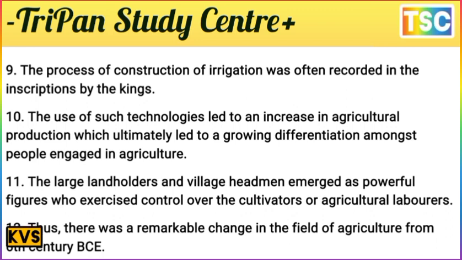That's important. The use of such technologies led to an increase in agricultural production, which ultimately led to growing differentiation amongst people engaged in agriculture. Large landholders and village headmen emerged as powerful figures who exercised control over cultivators and agricultural laborers. And thus there was a remarkable change in the field of agriculture from the 6th century BCE.